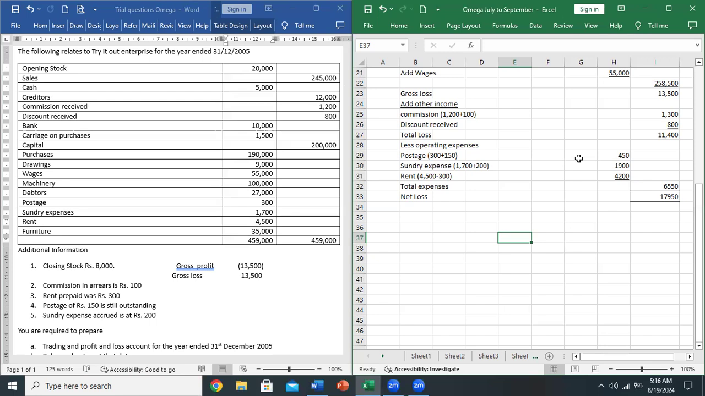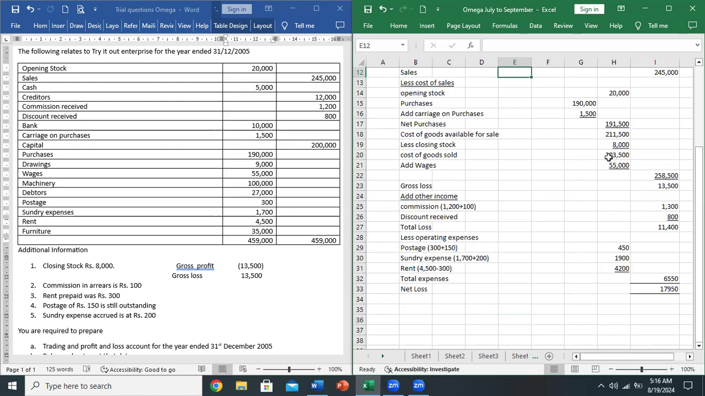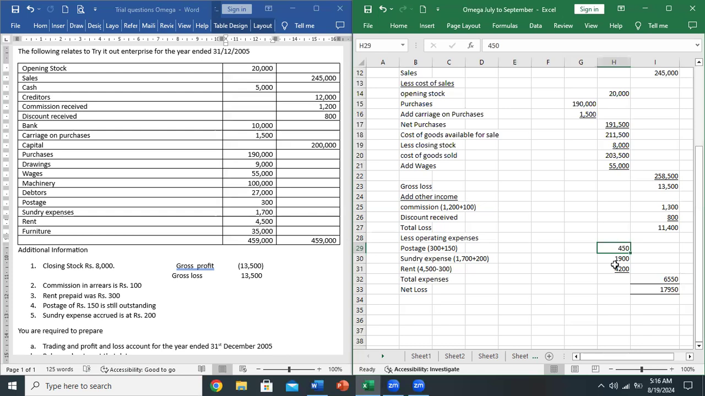Anyway, fair enough. If this was an exam, I'm sure you would have gotten the majority of the marks, right? Because from the sales to the gross loss, you would have gotten those things. You would have gotten the discount received, and then these 3 amounts you couldn't. So please, next time when you are given the additional information, factor them into your preparation of the account. Now let's go to the balance sheet and finish it quickly.